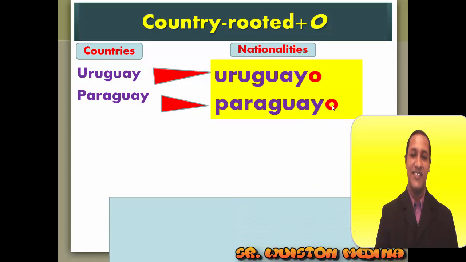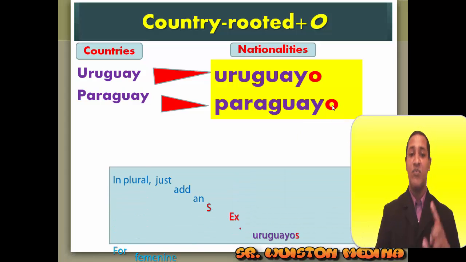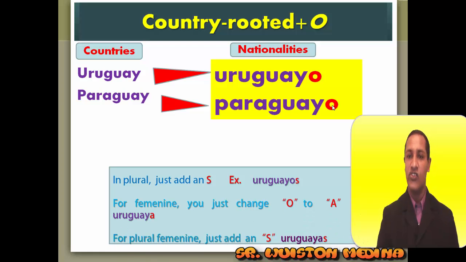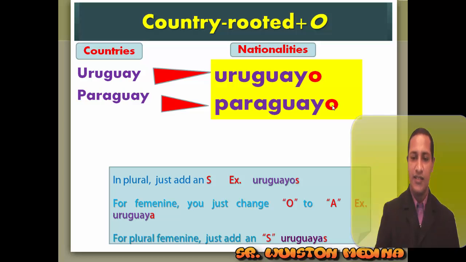That's good. So let's see here what we have. In plural, just add an S. Example, Uruguayos, Paraguayos. You just put an S and that's it. For feminine, you just change O to an A. Example, Uruguaya, Paraguaya. And for plural feminine, just add an S. Uruguayas, Paraguayas. Okay, that's easy.